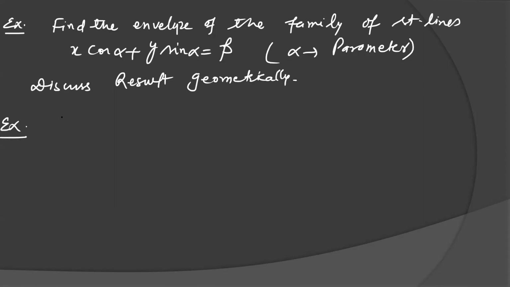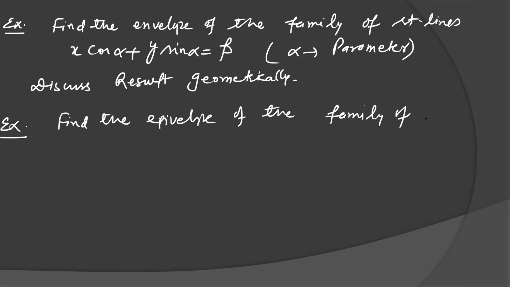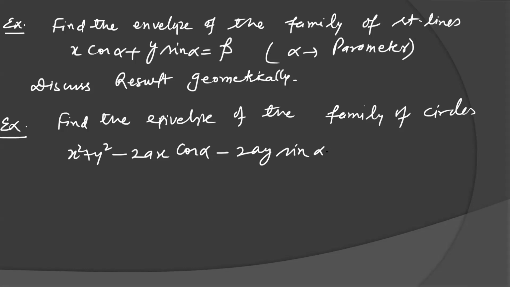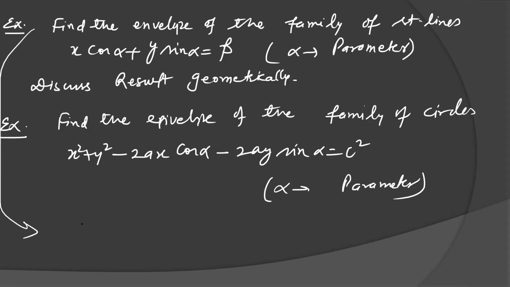Next example is find the envelope of the family of circles x square plus y square minus 2ax cos alpha minus 2ay sin alpha equal to c square. Alpha is parameter. I am giving you a hint in the problem 1. This is your hint for problem 1.